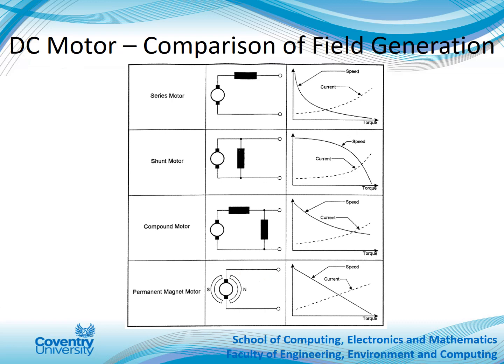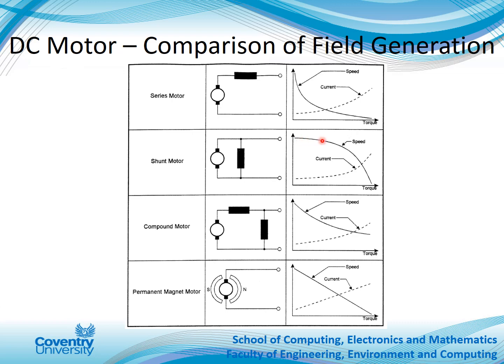Okay, so here on the right hand side are a number of different graphs. The x-axis is torque and the y-axis is either speed or current. So for a series motor, the speed decreases as the torque increases, in this decaying exponential curve, whilst the current slowly increases.